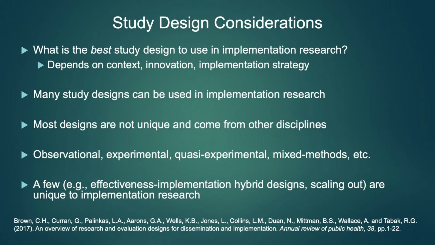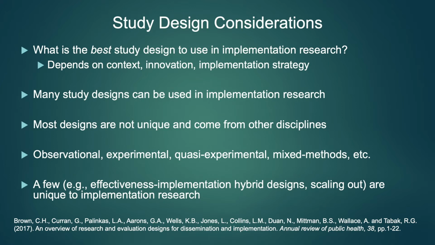This question, what is the best design to use? Well, it depends on a lot of those issues I mentioned: the context, the innovation, the strategy being used to implement. Many study designs can be used in implementation research, and most designs are not unique. They are well established, come from other disciplines, and we apply them in implementation science. This includes observational, experimental, quasi-experimental, mixed methods, etc. However, there are some exceptions: effectiveness-implementation hybrid designs that I'll talk about a little bit more, and, as a new development, scaling out, which I'll also discuss, or comparing new research to existing data from other trials.